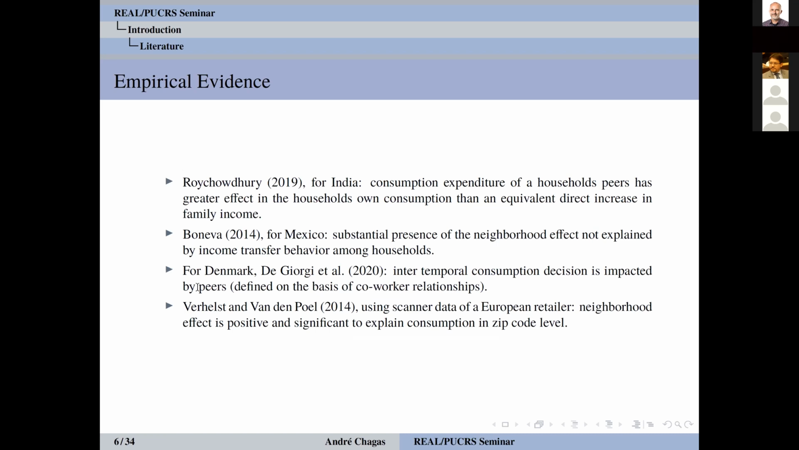Like the first example in India, or another in Mexico, or maybe in Denmark, and the last one, I think, is more similar as a problem to our data. They use scanner data. They scanned tickets in a zip code area, and could see how the neighborhood in this area consumes different kinds of goods. And then they try to see how the neighborhood effect occurs in this area.